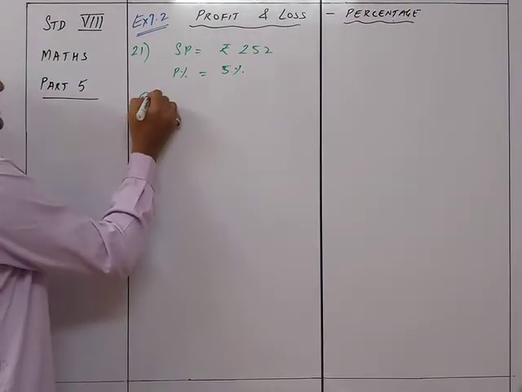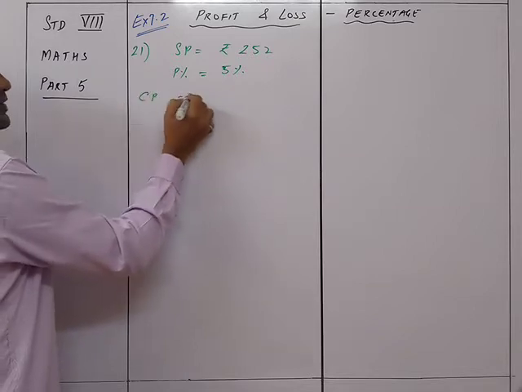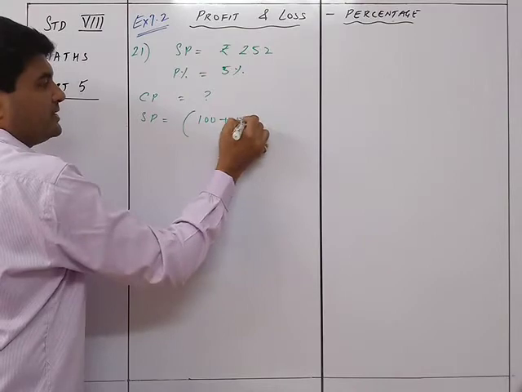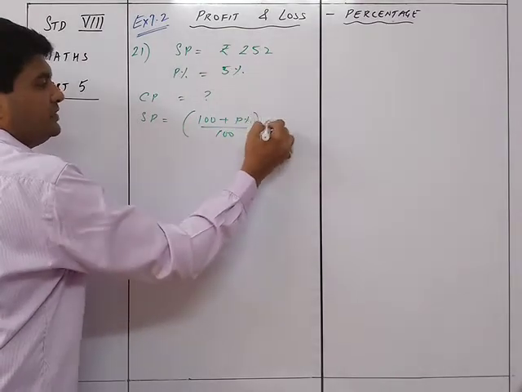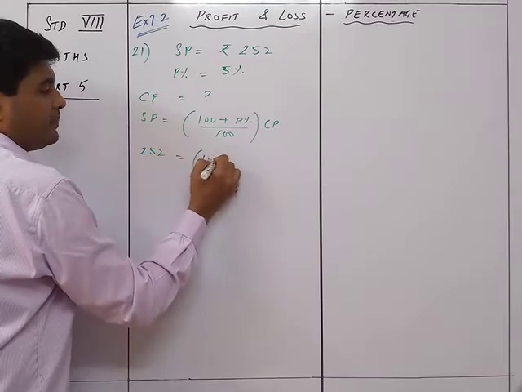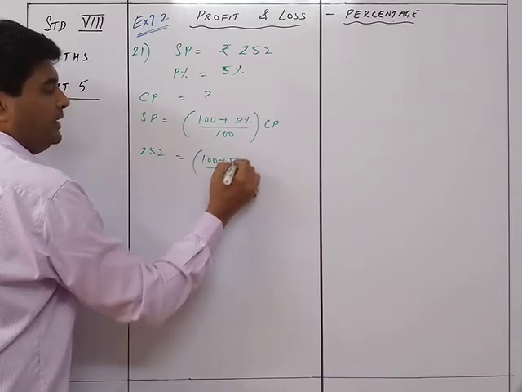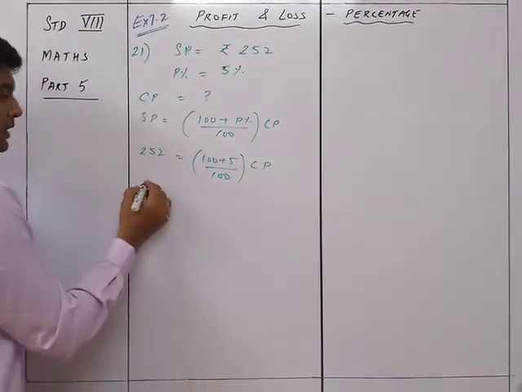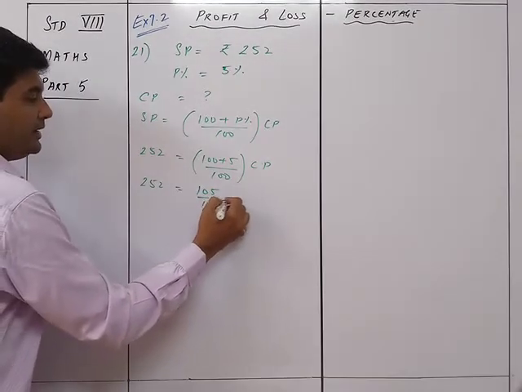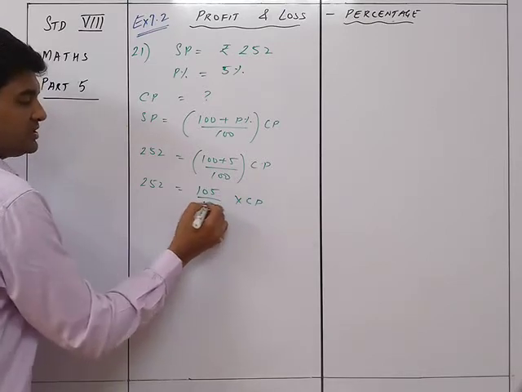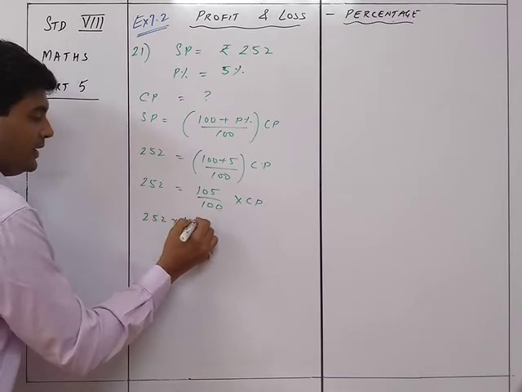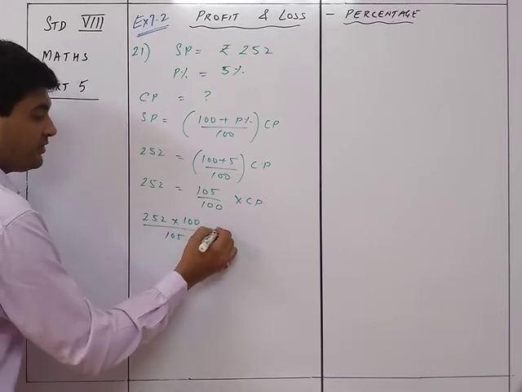Accordingly, I can find out the CP in this case. So CP is equal to question mark. SP is equal to (100 plus P%) upon 100 into CP. Accordingly, 252 is equal to (100 plus 5) upon 100 into CP. So 252 is equal to 105 upon 100 into CP. You keep it as it is. So 252 into 100 upon 105 is equal to CP.